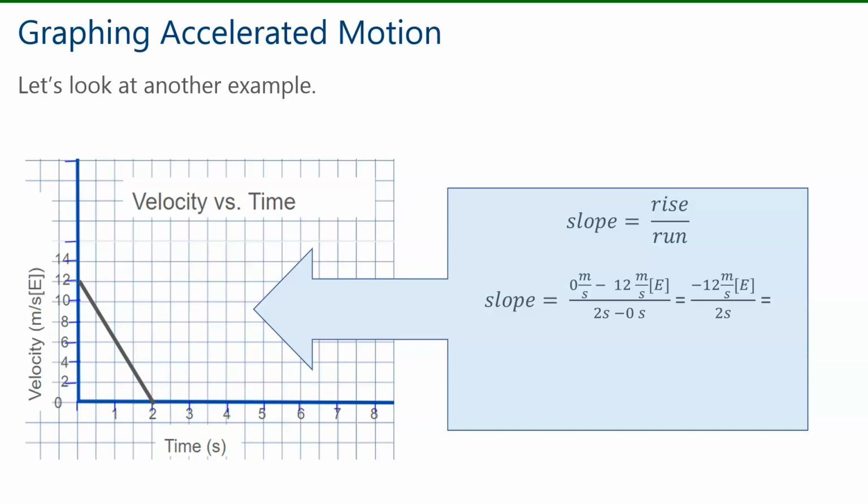gives us 2 seconds. Then when we divide those numbers, negative 12 divided by 2 gives us negative 6 meters per second squared. It's negative 6, so we can change our direction then to be the opposite of east, which is west. So the acceleration then is 6 meters per second squared west.